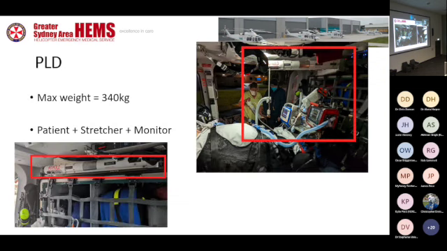Like we mentioned, the PLD is our patient loading device. This takes a much larger weight, and this can actually go higher. I think the main thing just to appreciate with this is that you have got the patient, stretcher and monitor to take into account as well.